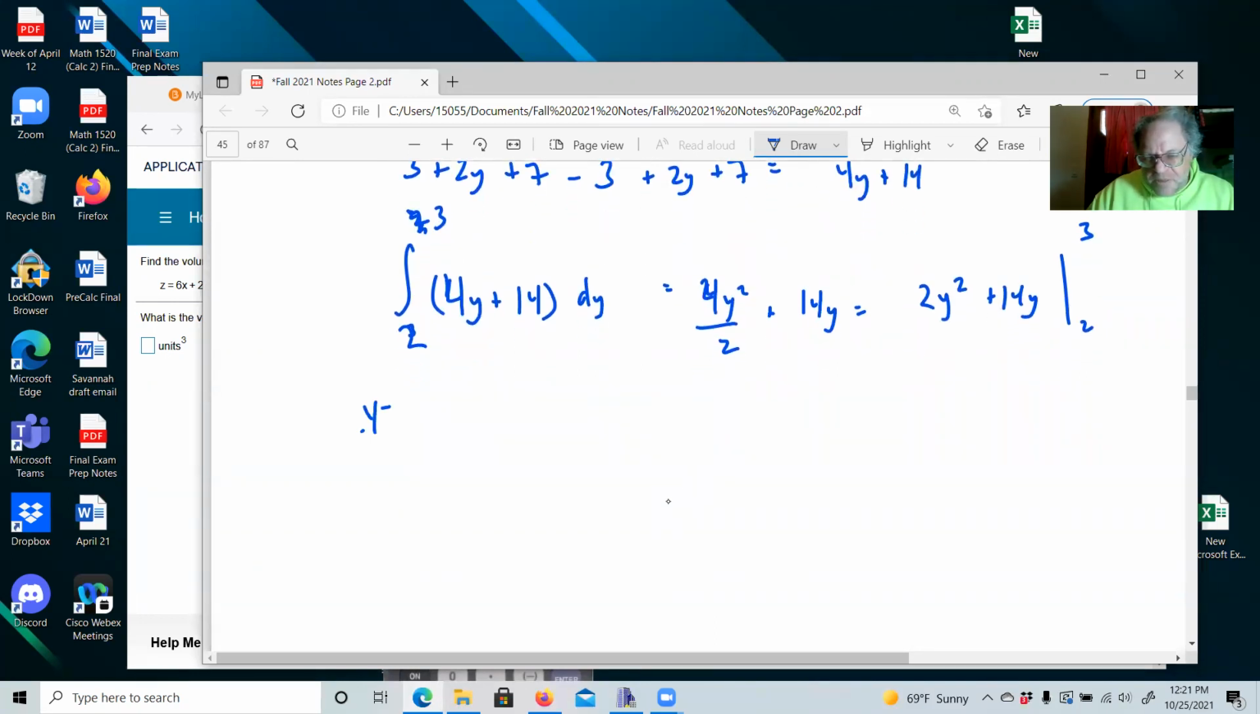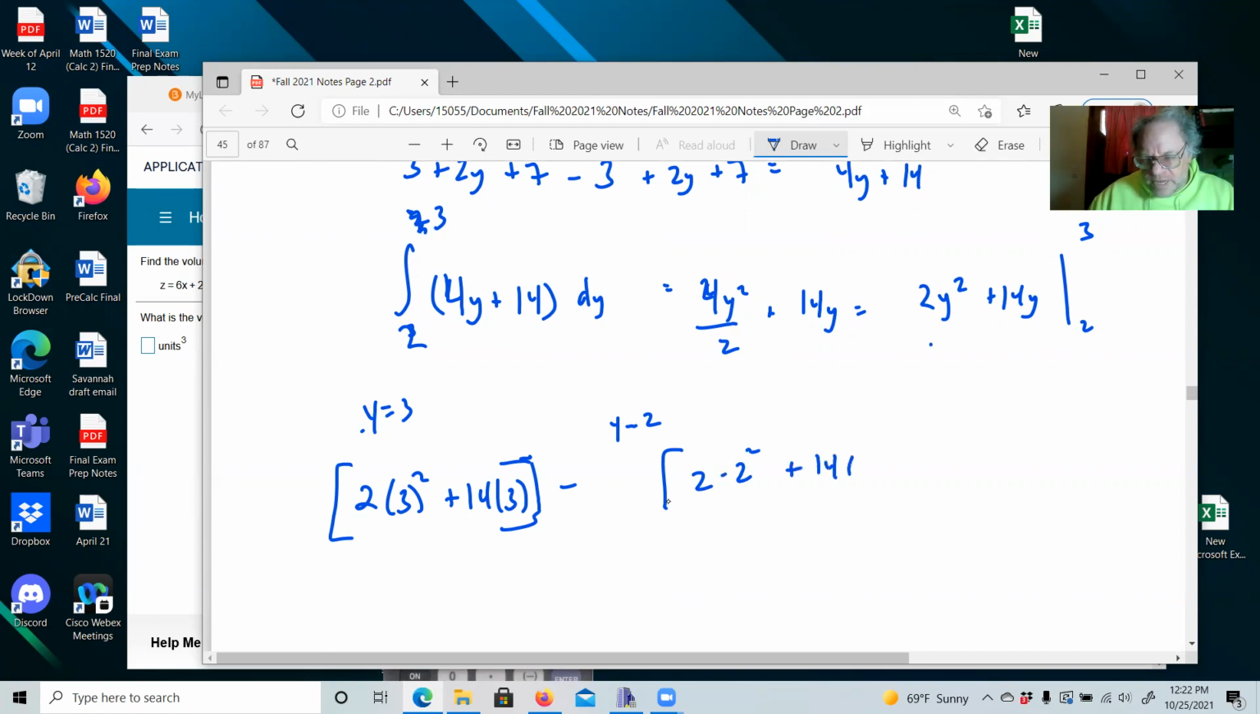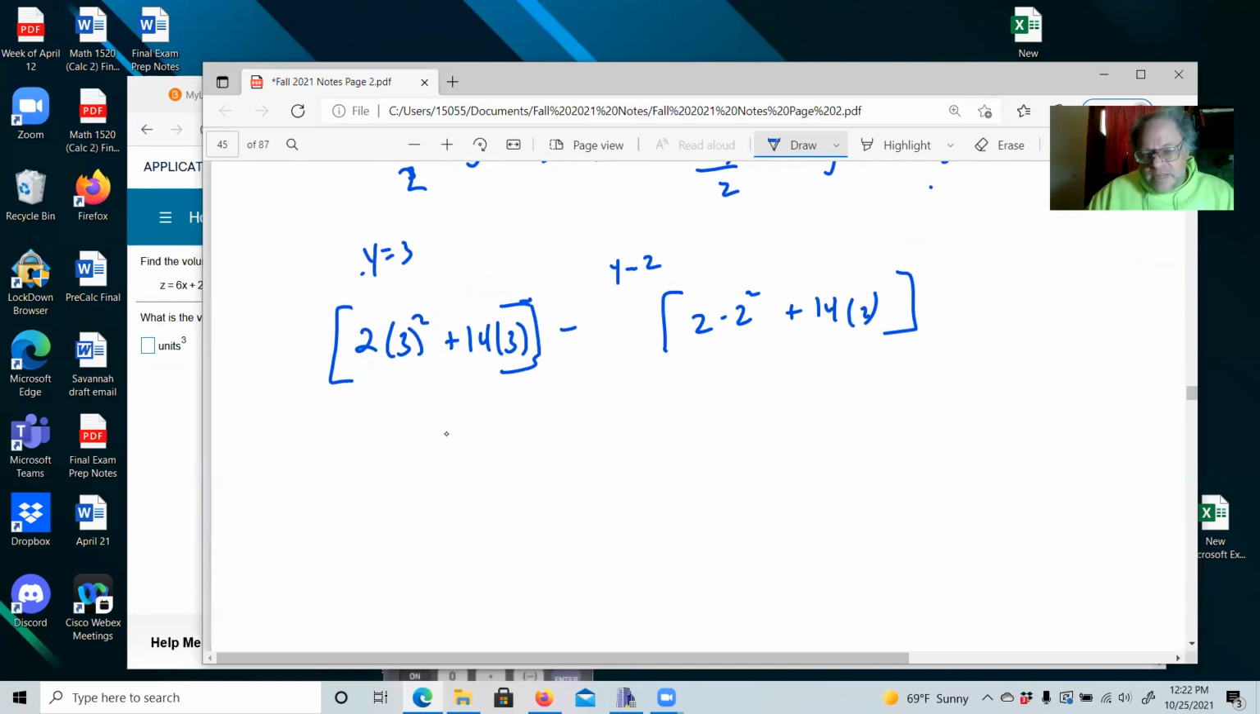So we have y evaluated at 3. So we have 2 times 3 squared plus 14 times 3, minus y evaluated at 2. We have 2 times 2 squared plus 14 times 2. 3 squared is 9. 9 times 2 is 18. 14 times 3 is 42. Minus 2 squared is 4. 4 times 2 is 8. And 14 times 2 is 28.